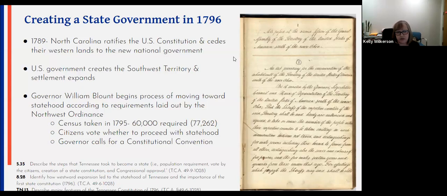William Blount is identified and chosen as governor for the Southwest Territory, and he very quickly begins the process of moving towards statehood according to the requirements laid out by the Northwest Ordinance. There are a couple of steps that they had to take. First was a census that was taken in 1795.